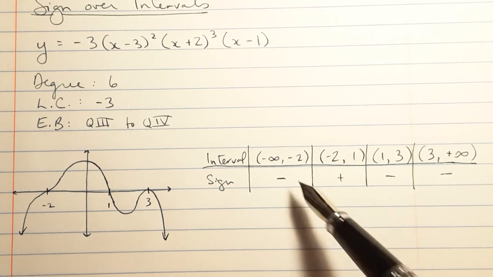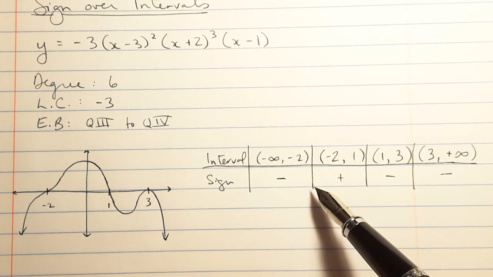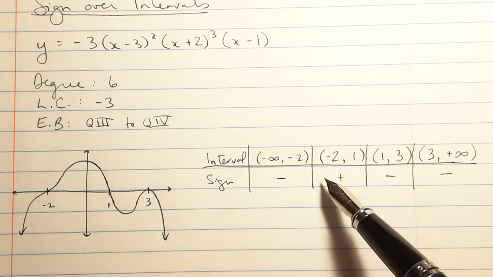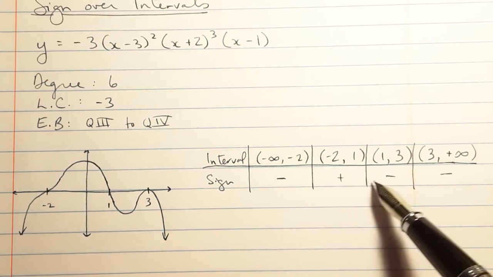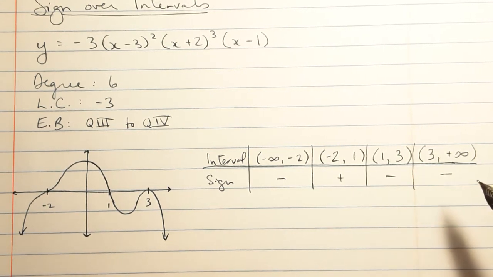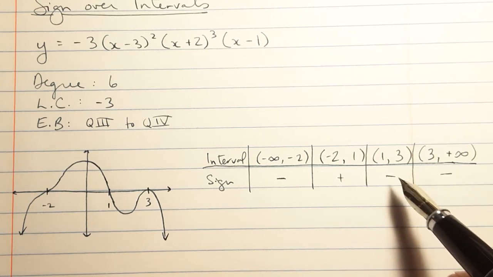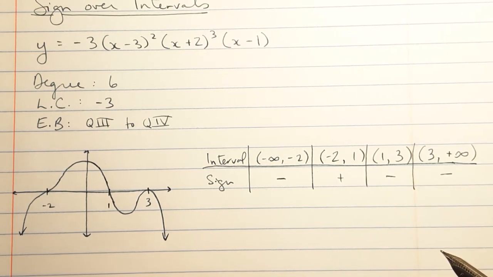So when we have an odd order 0, we change sign, negative to positive or positive to negative. But when we have an even order 0, the sign stays the same. It stays positive or it stays negative because there is a bounce.